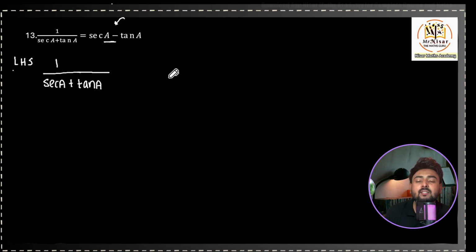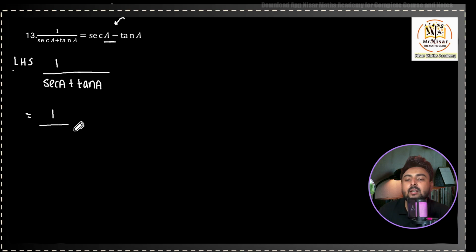Whenever you see such things, remember that these questions are related to rationalization, which you studied in the 9th standard or the 8th standard. Now how to do the rationalization? We have to take the conjugate of the denominator. What is the meaning of conjugate? Now see, I'll do the rationalization and show you. The denominator I'll write as it is, 1 by sec A plus tan A. Conjugate means if plus is there, make it minus. So it will be sec A minus tan A.